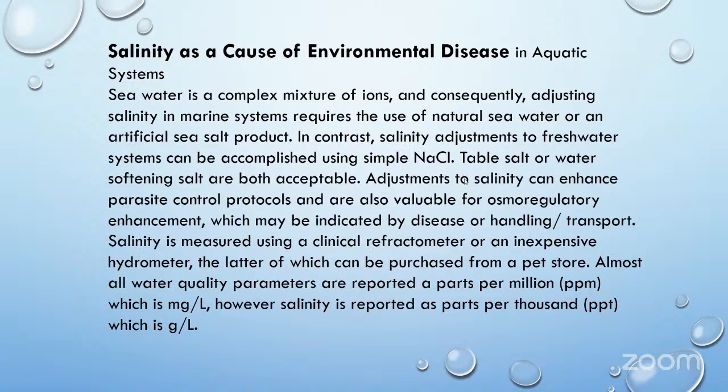Adjustments to salinity can enhance parasite control protocols and are also valuable for osmoregulatory enhancement, which may be indicated by disease or handling and transport. Salinity is measured using a clinical refractometer or an inexpensive hydrometer, the latter of which can be purchased from a pet store. Almost all water quality parameters are reported as parts per million, that is ppm, which is milligram per liter. However, salinity is reported as parts per thousand, which is gram per liter.